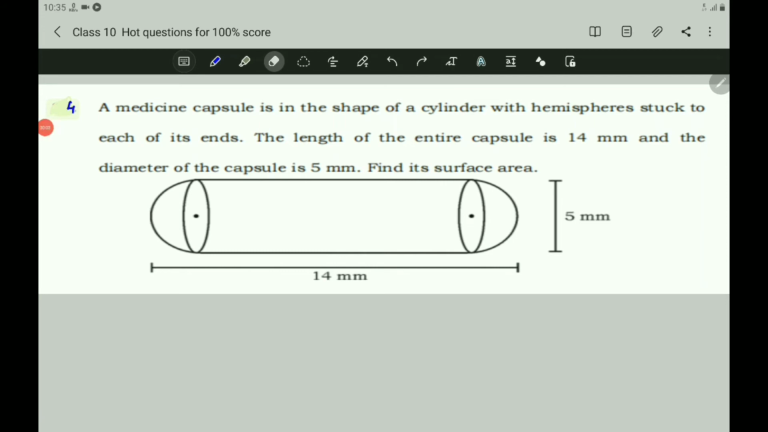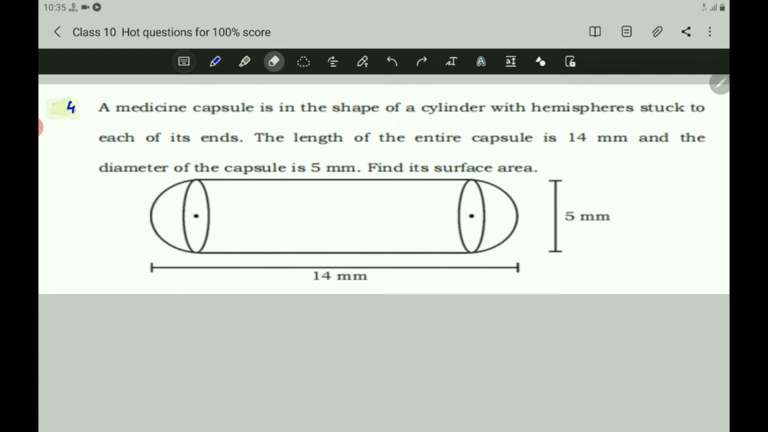The total length of the medicine capsule, that is from here to here, is 14 mm. From that 14 mm, subtract the sum of the radii of the two hemispherical ends, which is nothing but the diameter of the capsule. You will get the length of the cylindrical portion, that is 14 mm minus 5 mm, which equals 9 mm.